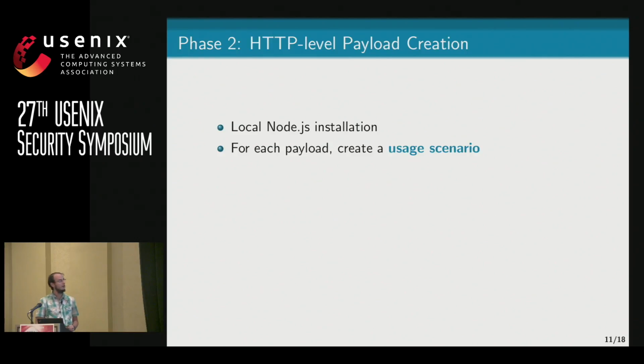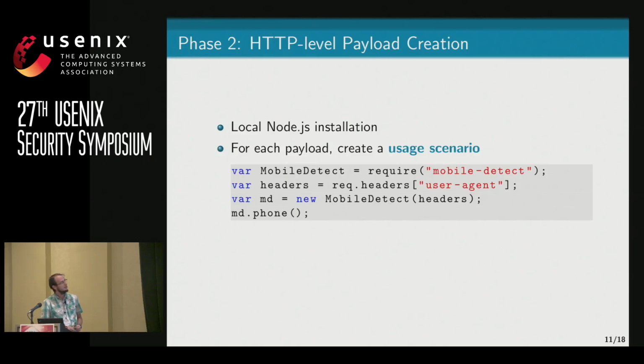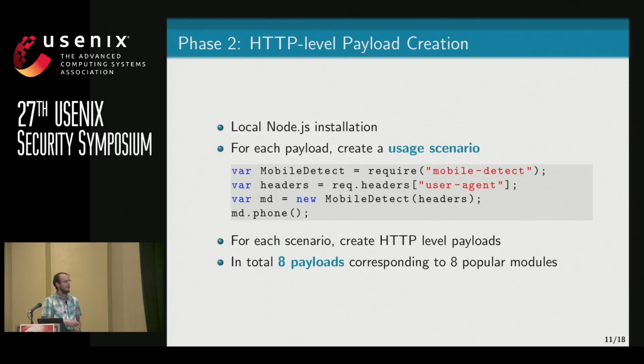And I'll show you now what a usage scenario looks like. So for this package over here, mobile detect, we hypothesize that on the server side, the developer just takes the user agent, passes it to the constructor, and then calls this method phone here. If the method is not called, then our payload is not delivered. And our HTTP payloads that we produce are for this particular scenario. And we were able to create 8 payloads.